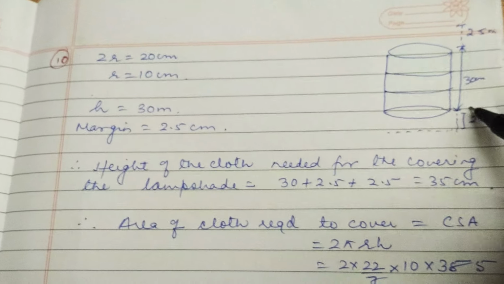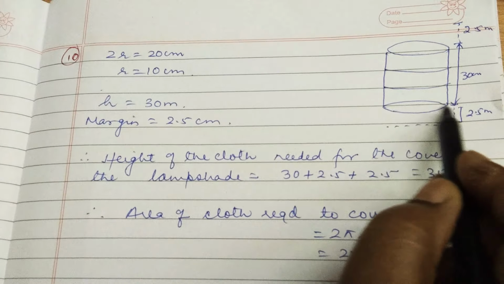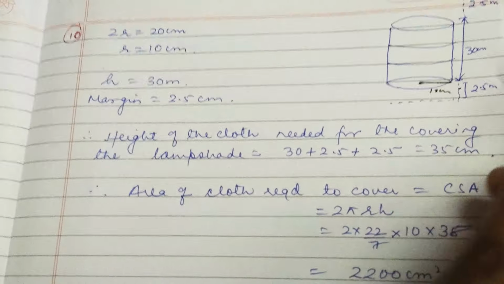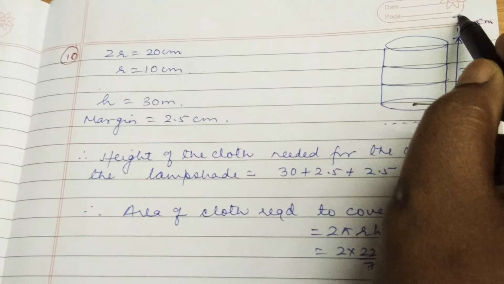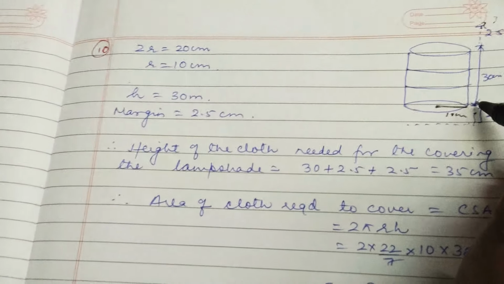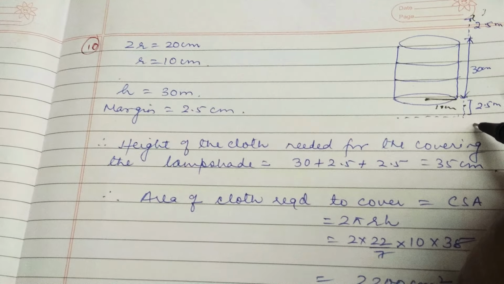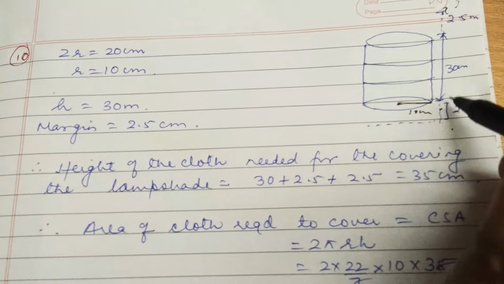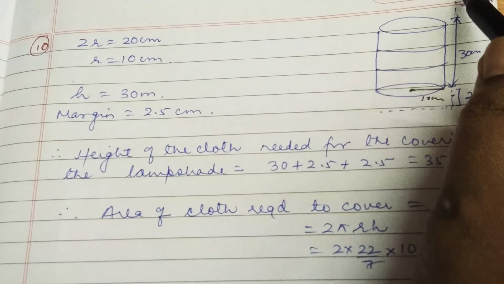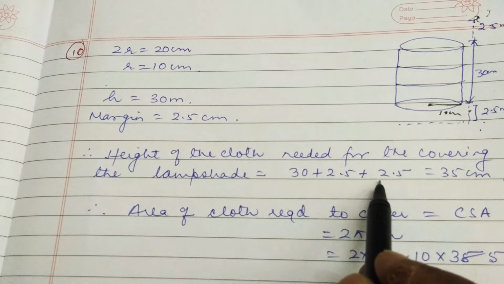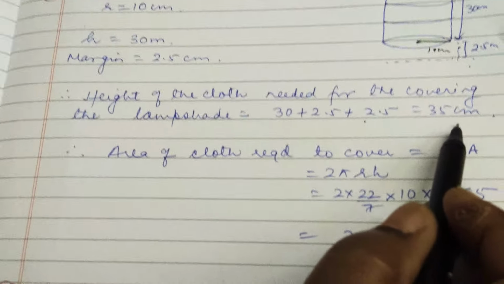According to it, you can see that the height of the lampshade is 30 centimeter and the diameter is 20 centimeter. So radius is equal to 10 centimeter. Now it is given that a cloth margin of 2.5 centimeter is given to cover the lampshade, 2.5 centimeter above and 2.5 centimeter below. So height of the cloth needed will be 30 plus 2.5 plus 2.5, that is 35 centimeter.